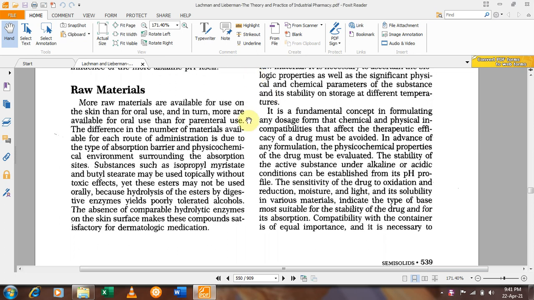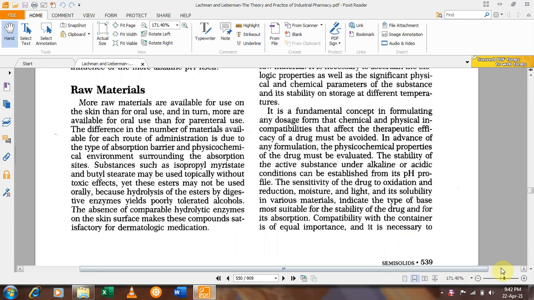Dear student, in this part of the lecture we will discuss different types of the raw materials which are used in the formulation of semi-solid dosage form, and the topic may be consulted in Remington, the Theory and Practice of Industrial Pharmacy by Lachman and Lieberman, second edition, page number 539.